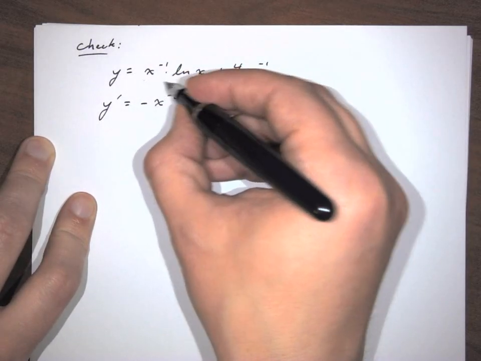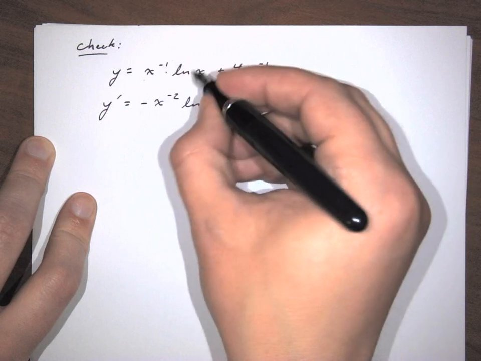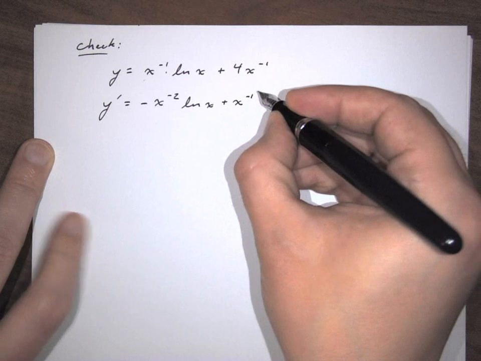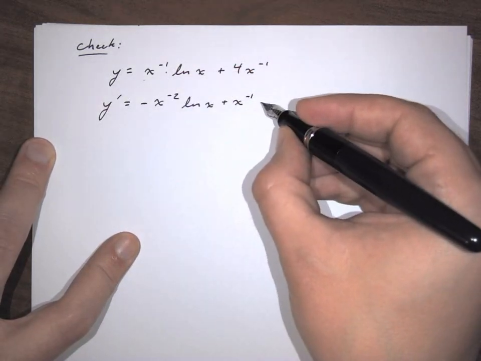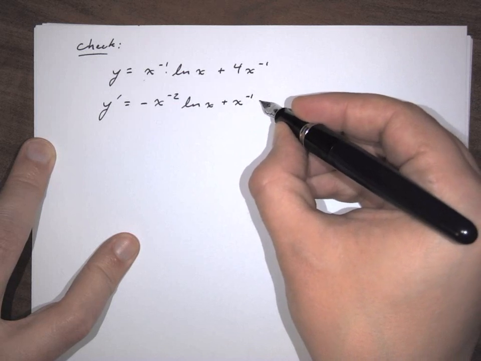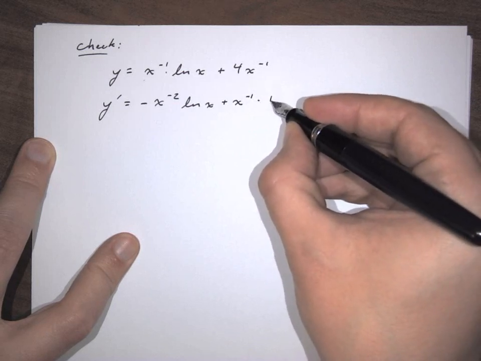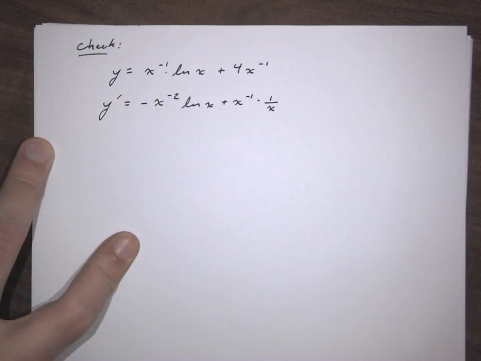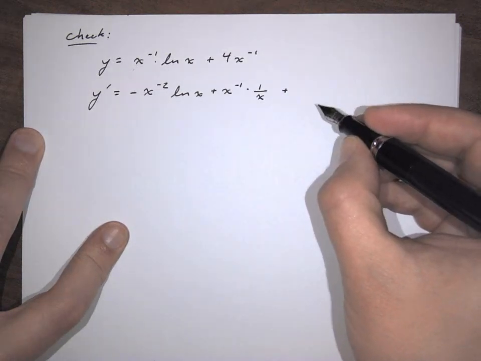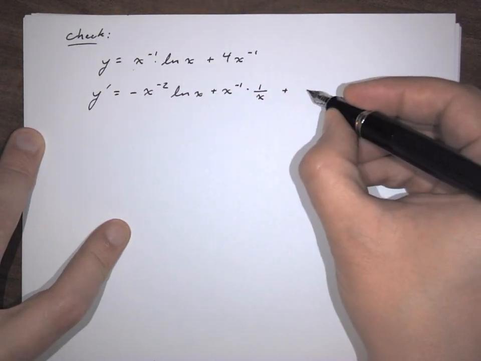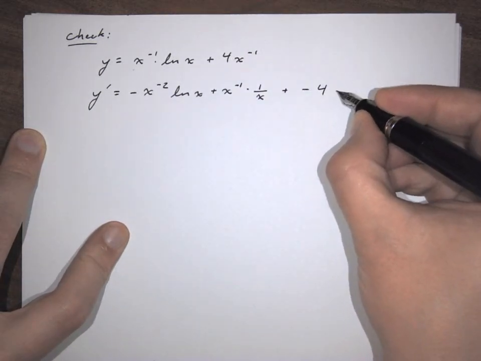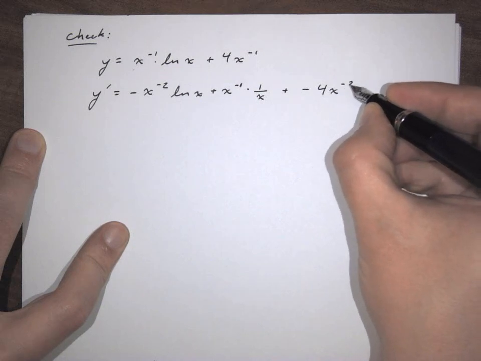And so now what we're going to do is leave the first one alone and take the derivative of the second one. So leaving the first one alone, we have x to the negative 1, and then times the derivative of natural log, which you may recall is equal to 1 over x, which is in fact the same thing as x to the negative 1, but just because it's more familiar to write it this way, I'll write it as 1 over x. And then plus the derivative of the second term here, so that's going to be, down comes a negative 1, which is going to make it negative 4x to the negative 2.